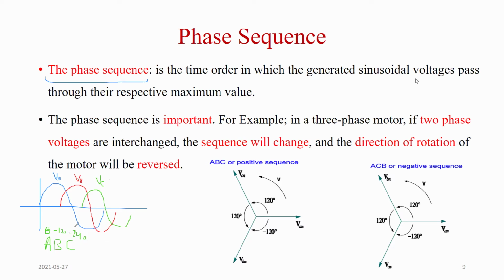Minus 240 is plus 120. This is called the phase sequence. We're going to rotate this way: A, B, C. A comes, then B comes, then C comes after. This sequence is called the ABC sequence, the phase sequence.